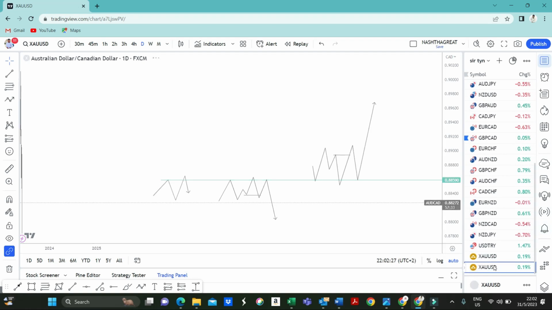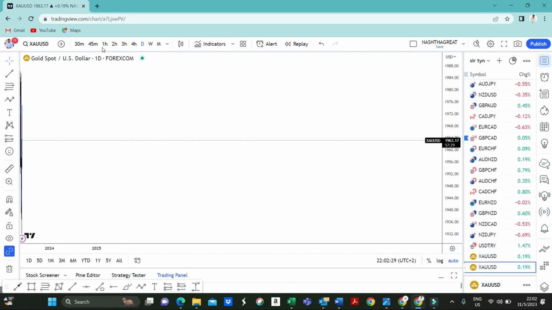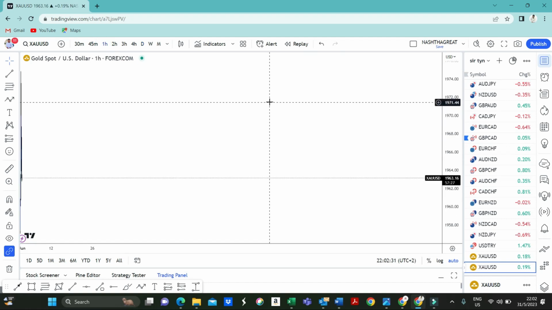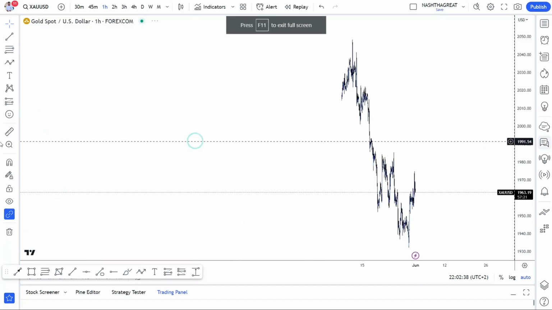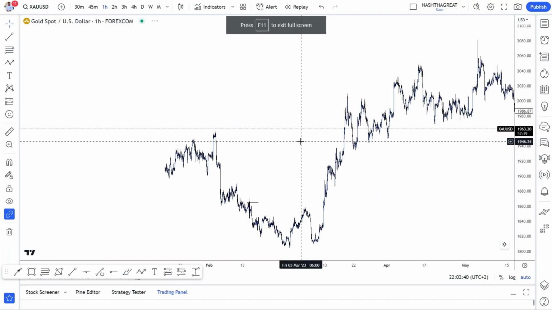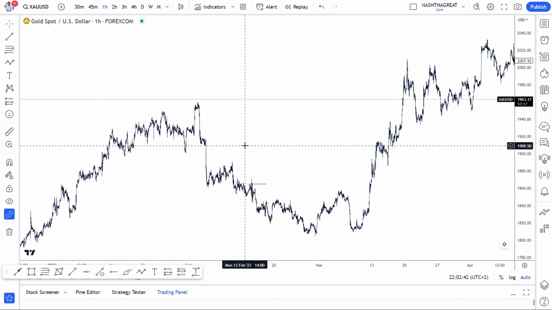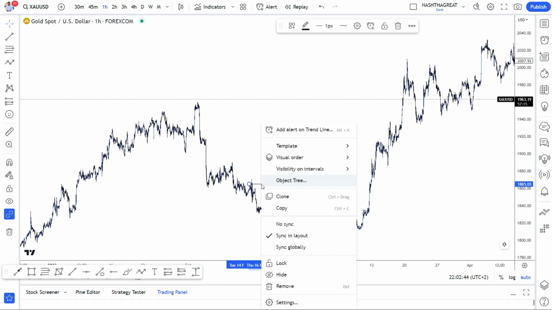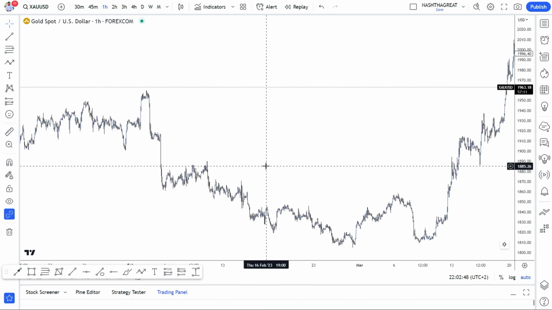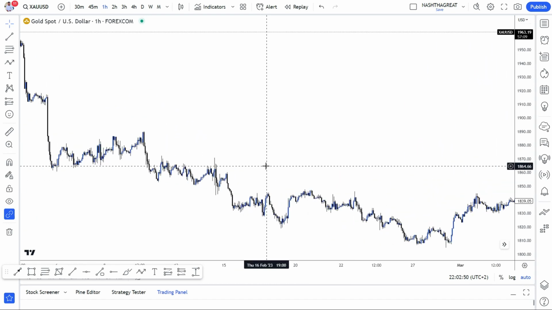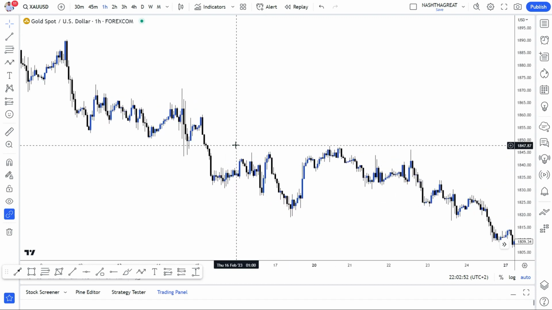So for the first example, maybe I can use gold from H1. Then I'll show you the ones that I actually took today. Let me just go on gold. Let's scroll backwards and find a position where we can use it. I had marked this one for this very example, right? So I will use this one.